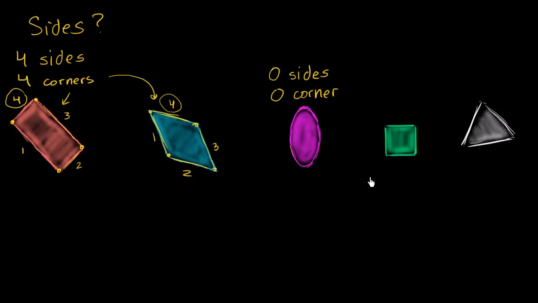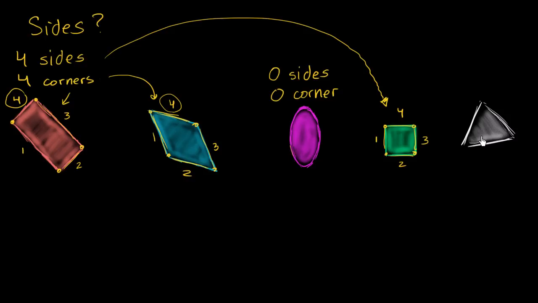What about the green one? Okay, well, let's see. One side, two sides, three sides, and four sides. And it also has one, two, three, four corners. So four sides and four corners is also true of that one there. Do all shapes have four sides and four corners? No, not at all. I mean, this one right over here had zero sides and zero corners.